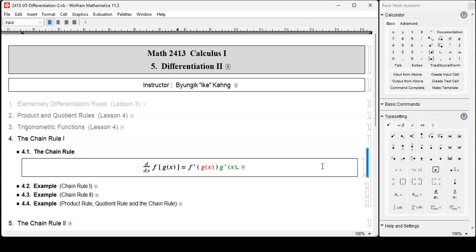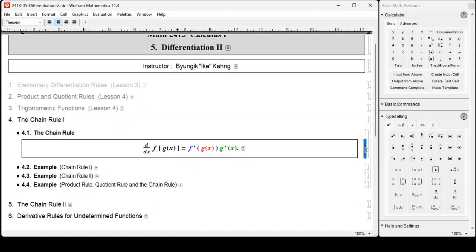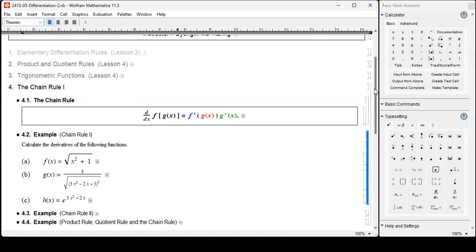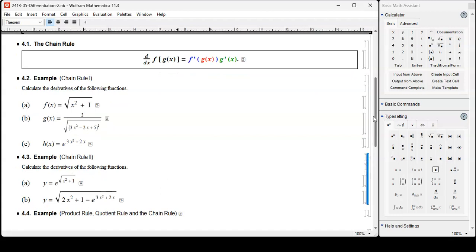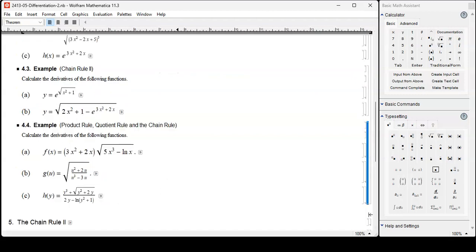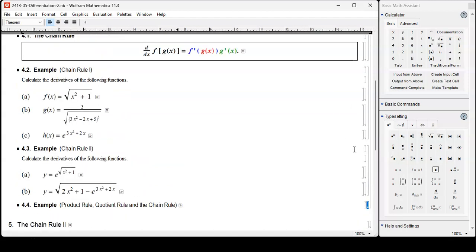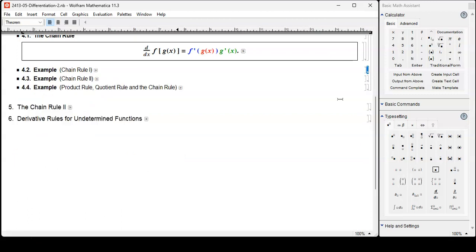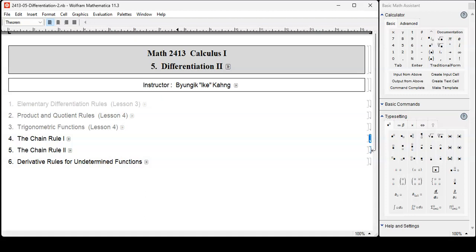We went through the chain rule, the three-step process, and then a bunch of exercise problems. Simple problems, multiple chain rules, and then chain rule with product or quotient rule. There can be many more, and of course you're going to get many more through either WebAssign or MyMathLab.